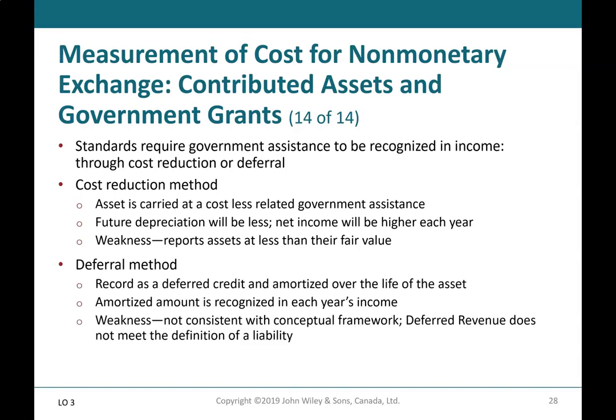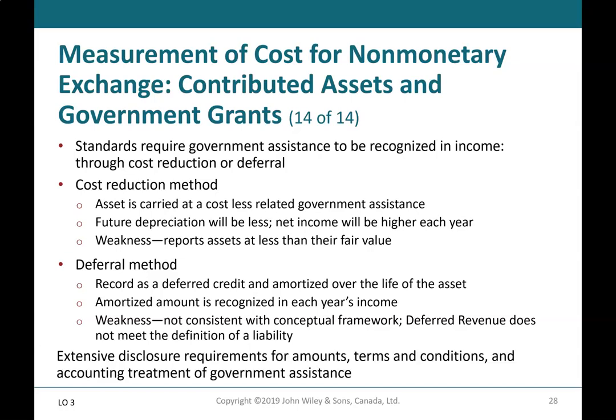Deferral method: record as a deferred credit and amortize over the life of the asset. The amortized amount is recognized in each year's income. Weakness: not consistent with the conceptual framework. Deferred revenue does not meet the definition of a liability. Extensive disclosure requirements cover amounts, terms and conditions, and accounting treatment of government assistance.